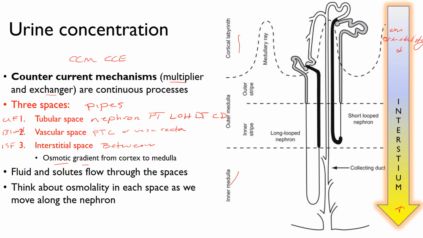Also keep in mind that fluid and solutes are always moving. There's always ultrafiltrate flowing through the nephron. There's always blood flowing through the vascular pipes. And then there's always interstitial fluid that's making up the space between everything else. So as we go into the next section where we start to talk about the countercurrent mechanisms, keep in your mind's eye that there is an osmolality in each of these pipes or the interstitial space, and that they will influence each other.